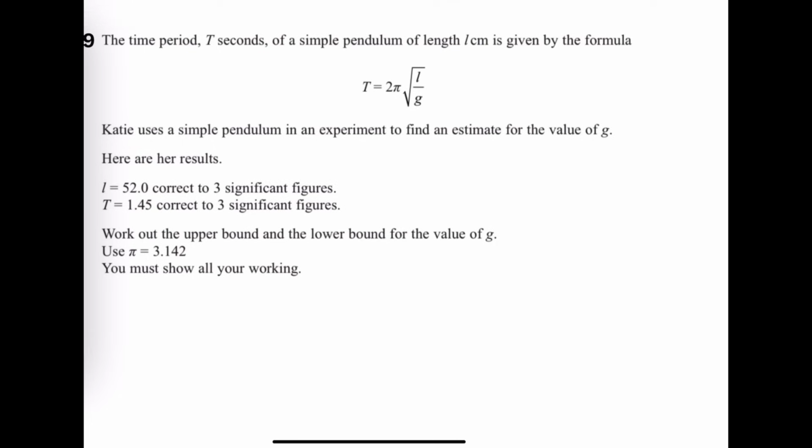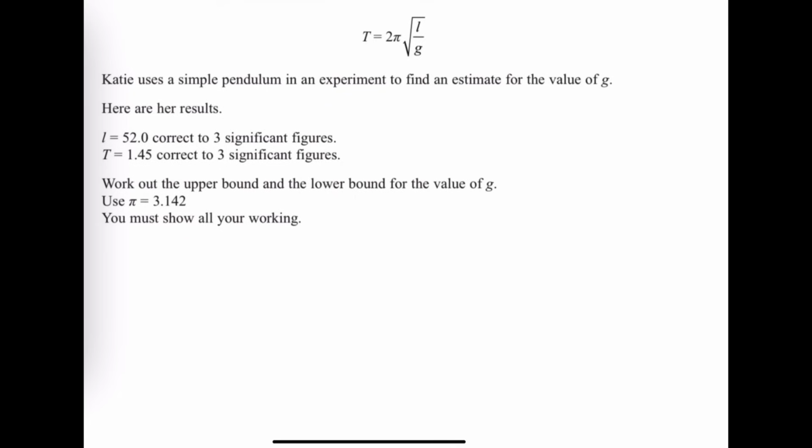19. The time period T seconds of a simple pendulum of length L is given by the formula. Katie uses a simple pendulum in an experiment to find an estimate of the value of g. Here are her results: L, correct to 3 significant figures, and T, which is also correct to 3 significant figures. Work out the upper bound and the lower bound of the value of g, where pi is 3.142, and you must show all your working out.